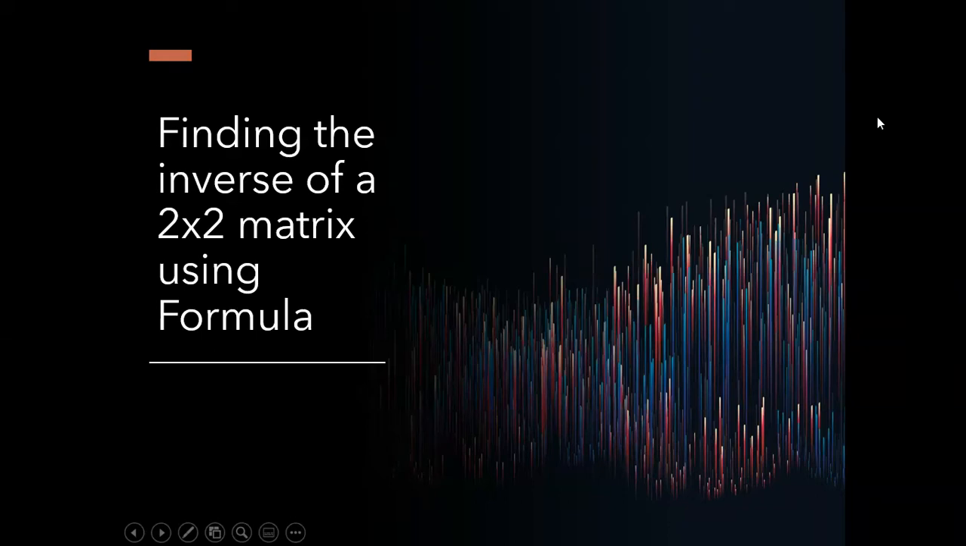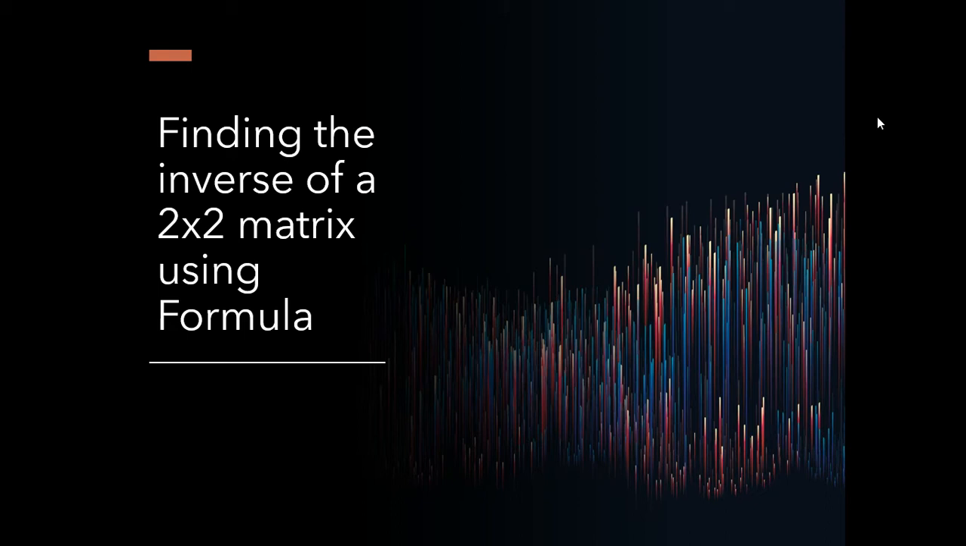This is our last video on finding the inverse of a 2 by 2 matrix using a formula. In a previous video, we used reduced row echelon form or elementary row operations to turn our 2 by 2 matrix into the identity matrix in order to find the inverse. But there is an easy formula that we can use after learning what is called a determinant.